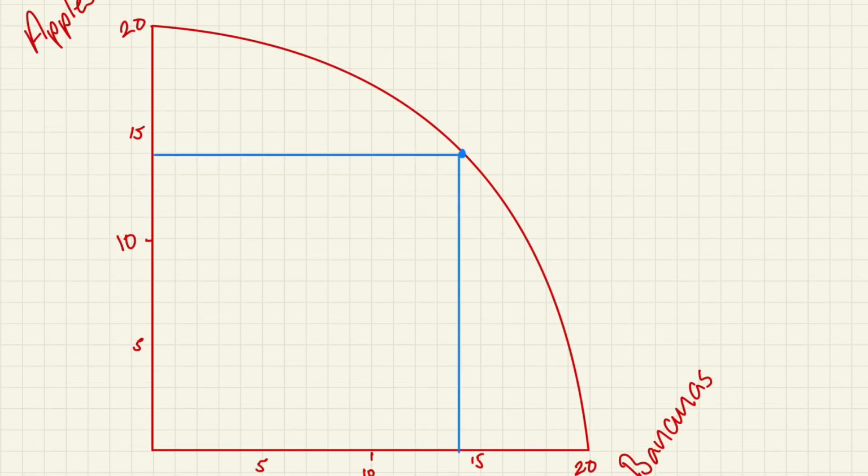If the economy puts half of its resources into growing apples and half of its resources into growing bananas, it can grow 14 units of apples and 14 units of bananas. Now that might appear a little bit strange already, because when it was putting all of its resources into apples, it could only make a total of 20 units. And when it was putting all of its resources into bananas, it could only make a total of 20 units. But if it splits its resources between apples and bananas, it can make a total of 14 and 14, 28 units.